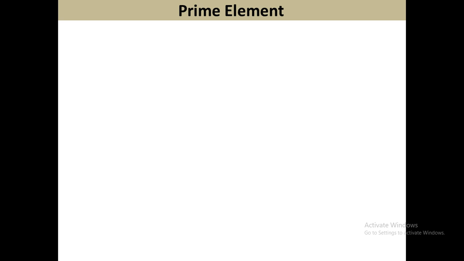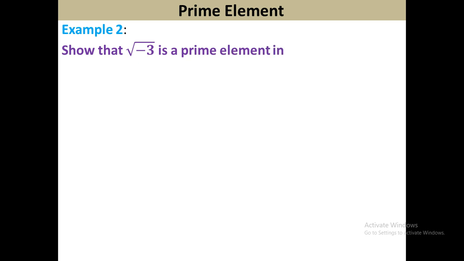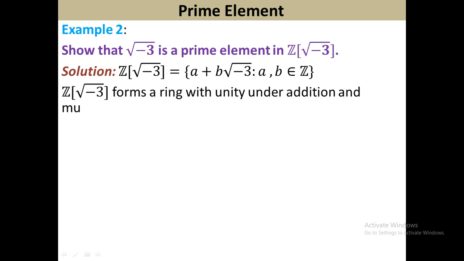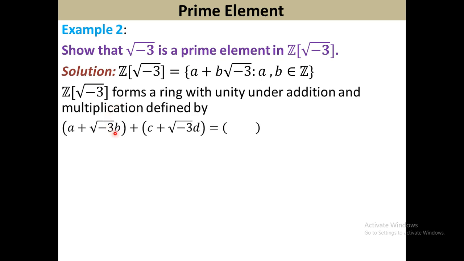This is example 2. Here we consider the ring to show that square root of minus 3 is a prime element in Z[square root of minus 3]. You know Z[square root of minus 3] is similar to the Gaussian integers. Z[square root of minus 3] means a plus square root of minus 3 times b, where a, b are integers. This forms a commutative ring with unity under addition and multiplication. Here addition is defined in that form. If you add a plus square root of minus 3 b and c plus square root of minus 3 d, then this will be a plus c plus square root of minus 3 times b plus d.